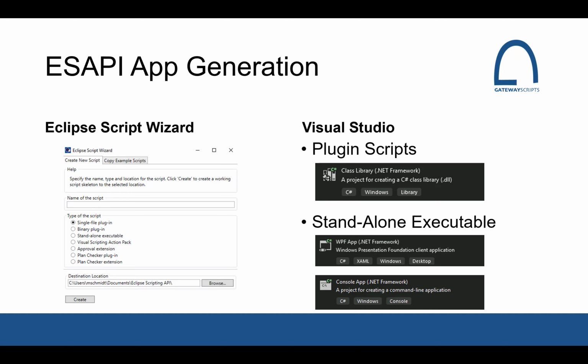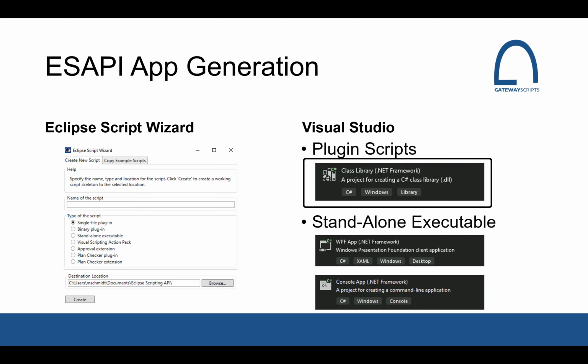The Eclipse Script Wizard is going to create applications that are ready to develop against Eclipse. Whereas in Visual Studio, you're going to have a couple of types of projects and also project settings that you're going to have to get right in order to use it against Eclipse. So let's first talk about the types of projects that you would create in Visual Studio in order to communicate with Eclipse.